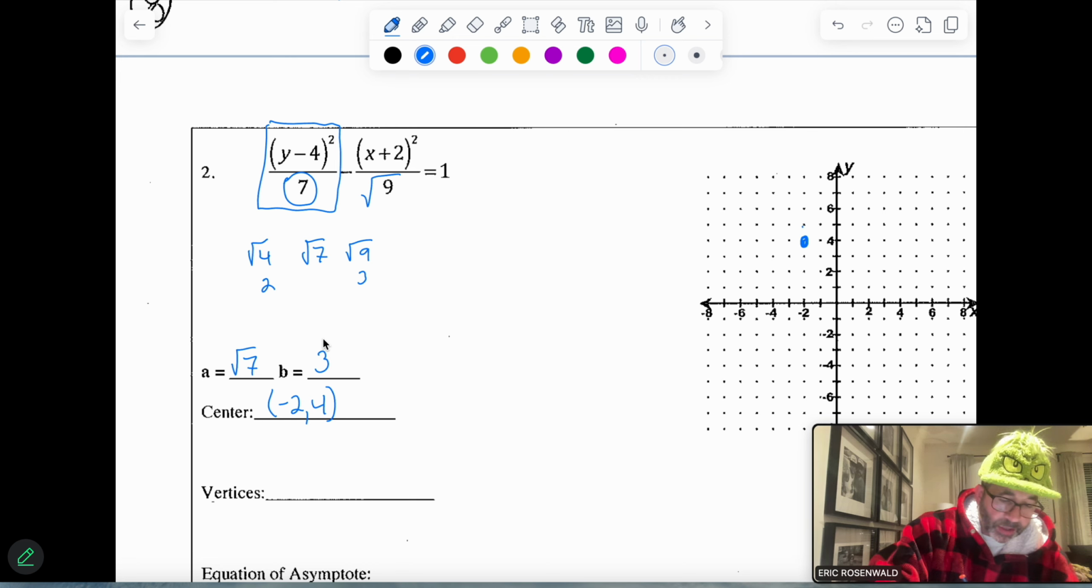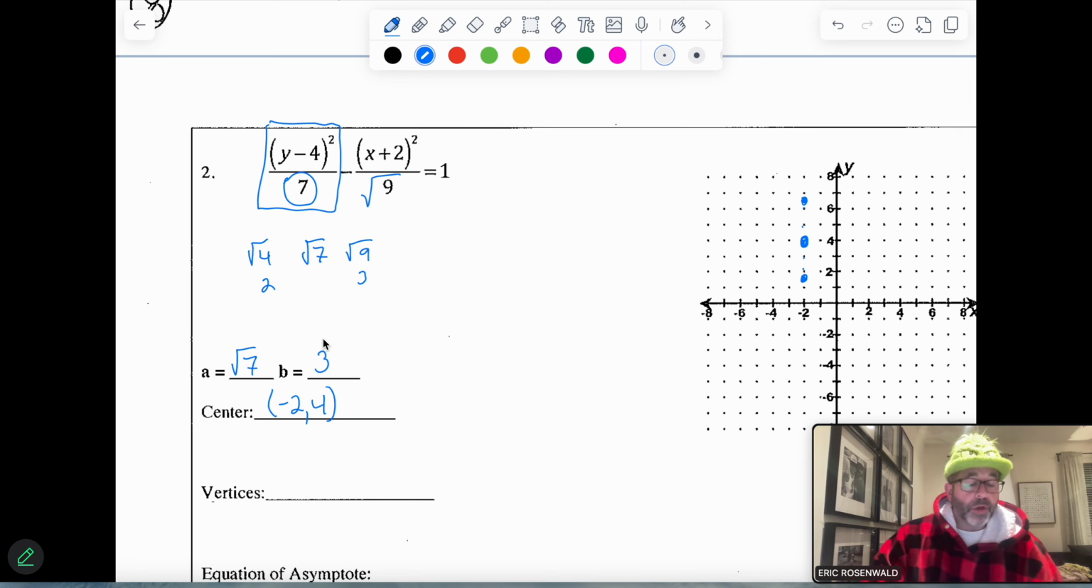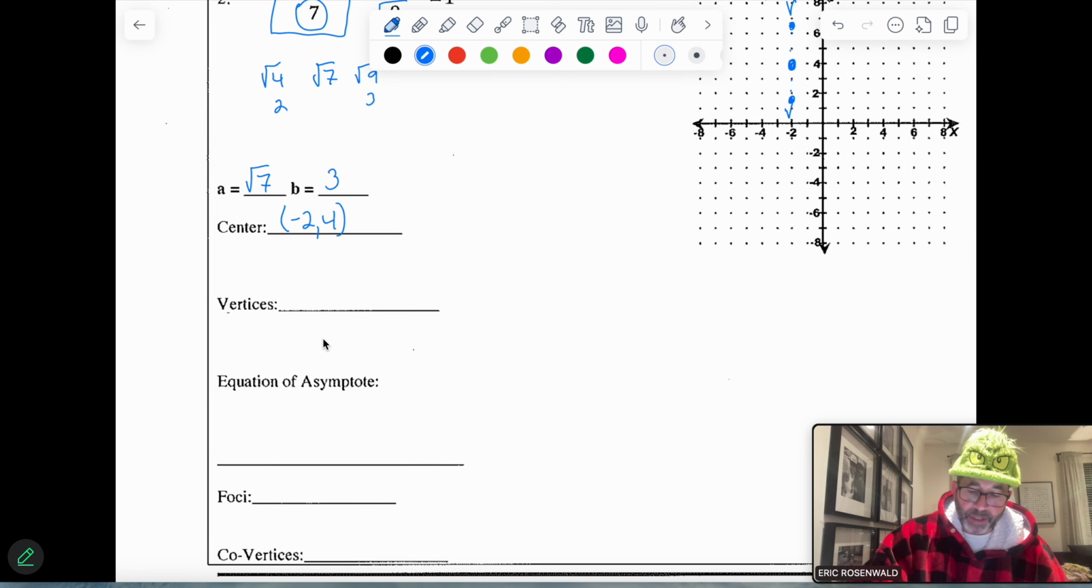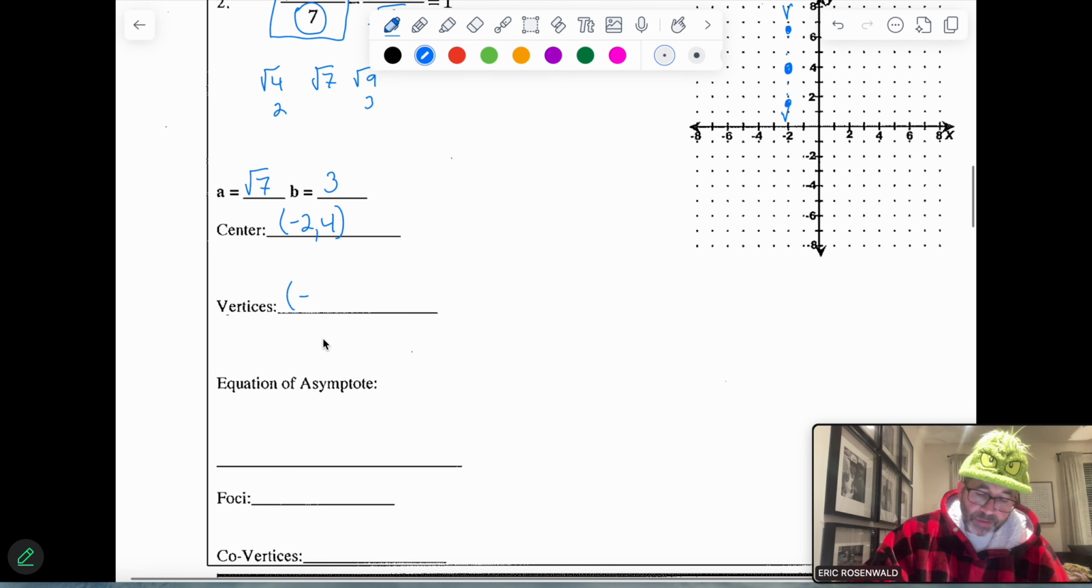Ready? So we'll go 1, 2, and then a little bit more, and then 1, 2, and a little bit more. Those 2 points that we just made are my vertices. So let's do those really quickly. You ready? We are going to start from -2, 4. That's my center. And we're going to go plus root 7 and minus root 7 to get to those. So the actual vertices are going to be at -2, 4 plus or minus root 7.